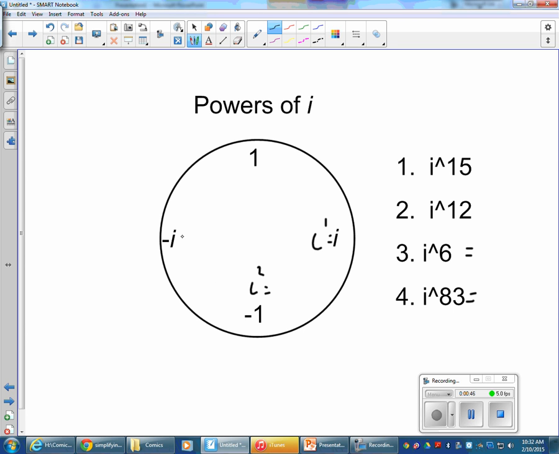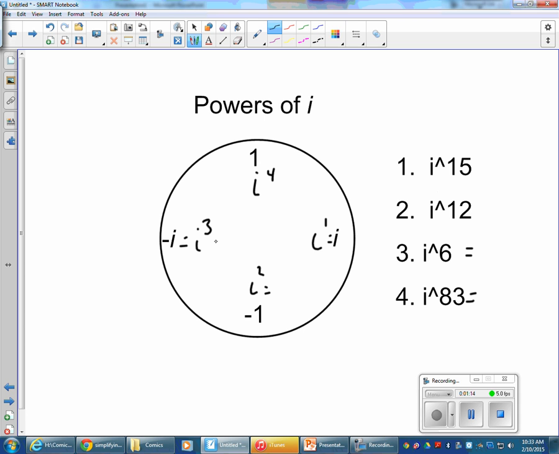I squared is -1. I cubed is -i, and i to the fourth is 1. And then you can continue i to the fifth, sixth, seventh, eighth, ninth, 10th, 11th, 12th. Every time you have a multiple of 4, you end up back here at the top. So if I want to do i to the 15th, I can count 1, 2, 3, 4, 5, 6, 7, 8, 9, 10, 11, 12, 13, 14, 15.